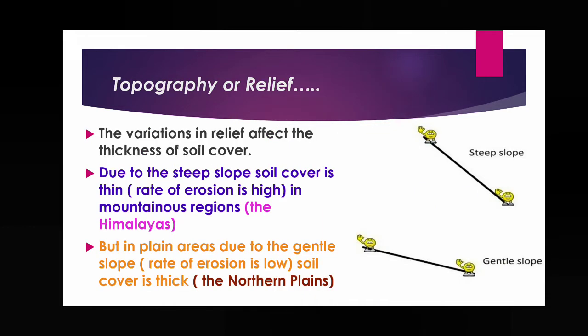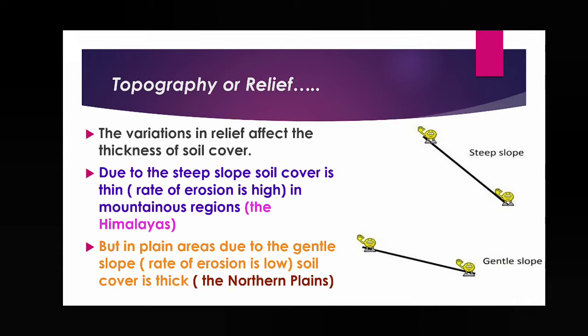Now come to the second factor, topography or relief. So topography or relief means mountains, plateaus and plains. So what type of impact? That mountains, plateaus, plains, these are the passive factor. So what are they doing? They are not helping in the formation of soil. They are controlling mainly the thickness of the soil.